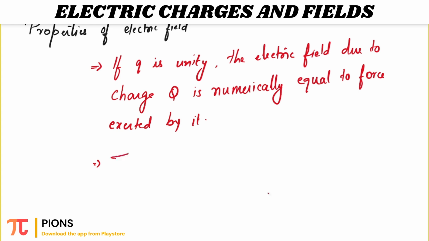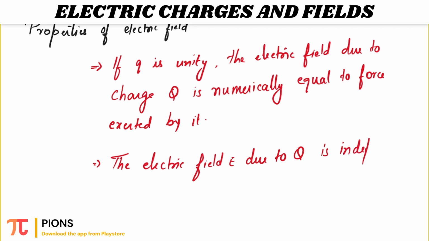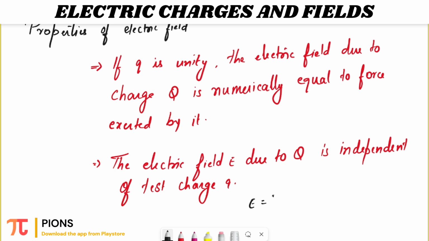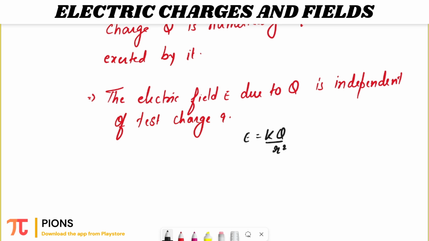The second point over here is the electric field E due to capital Q is independent of test charge small q. That we have seen in the expression as well. Sir, how? Simply we know the expression. Our expression of E is nothing but K capital Q by R square. It doesn't contain any small q. So let's see the next point.